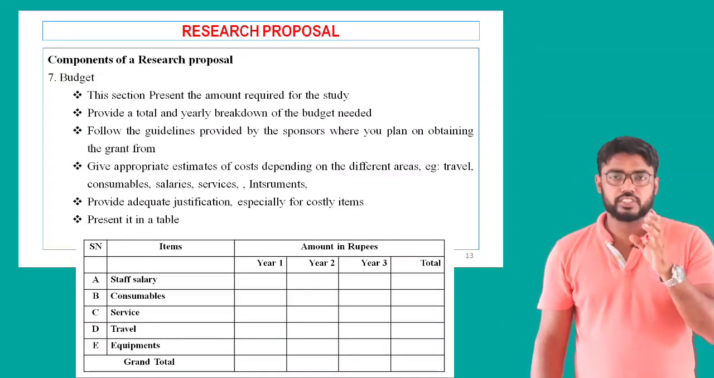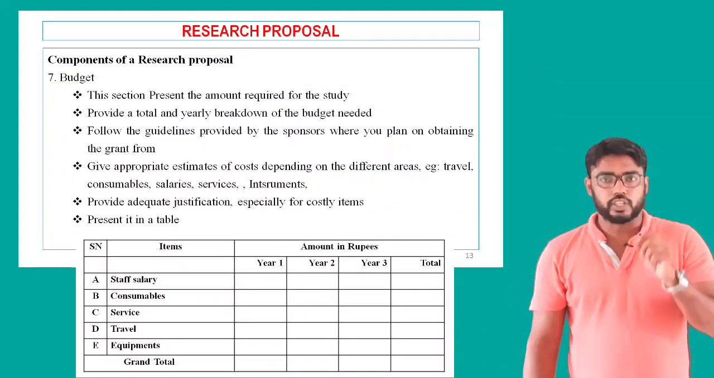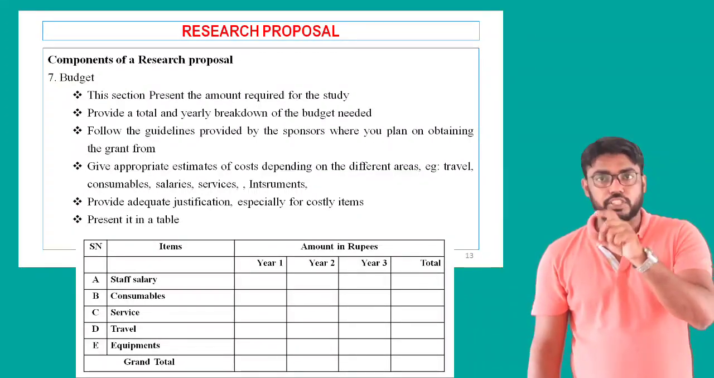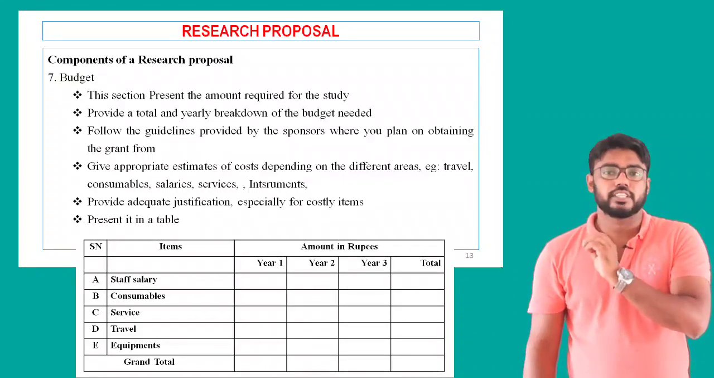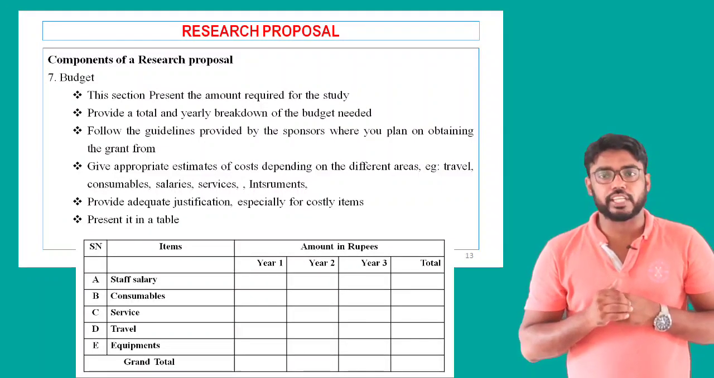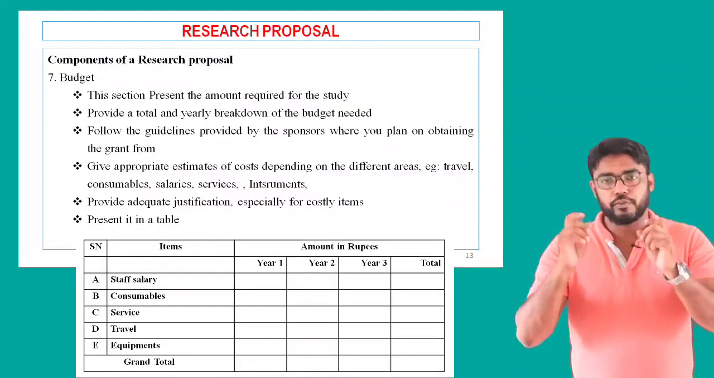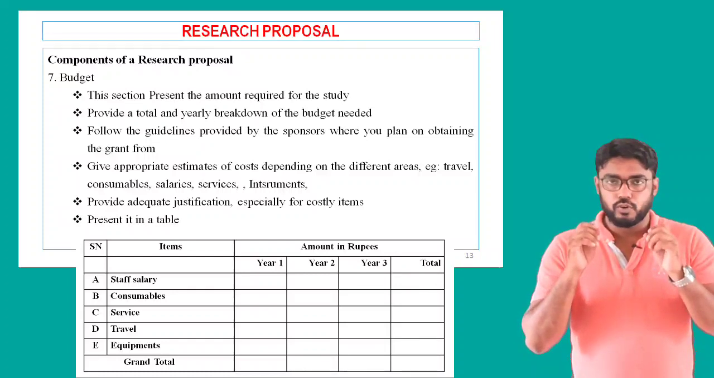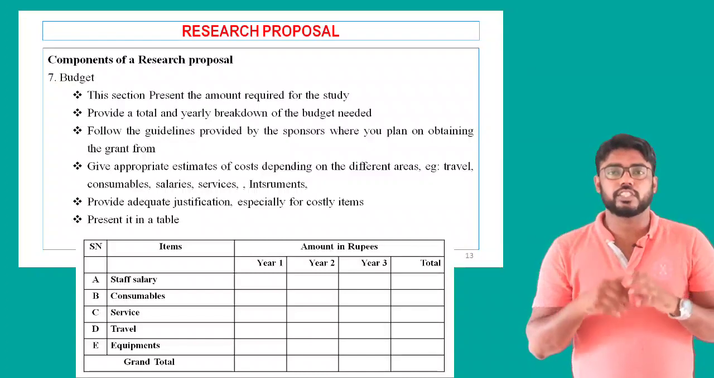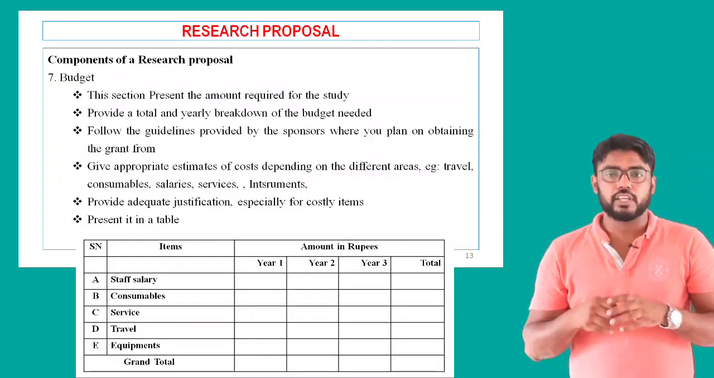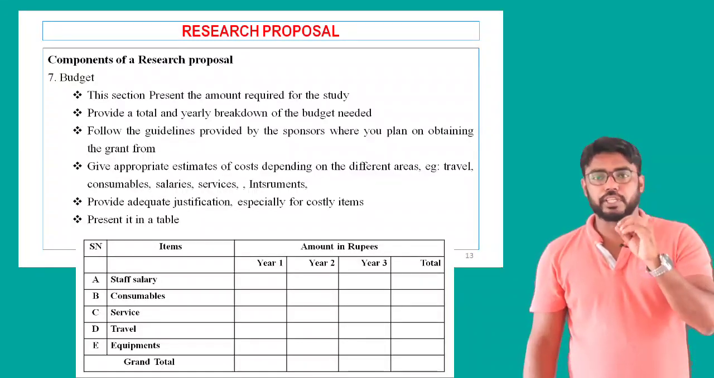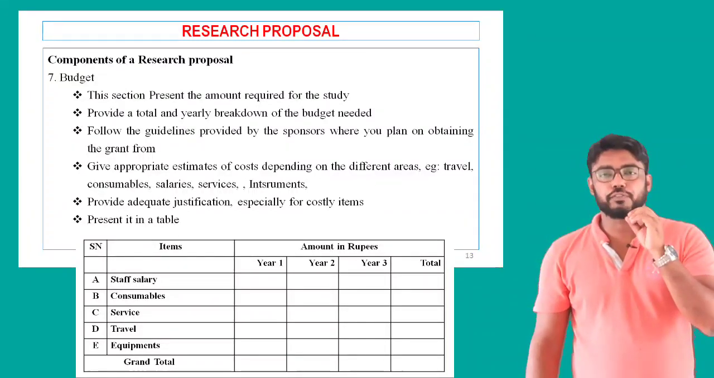In this budget section you have to present the total amount required for the study and the total amount required for each year. You have to mention them separately, and you have to follow the guidelines provided by the funding agency when you are applying for funding, and give an appropriate estimate of cost depending on the different areas.